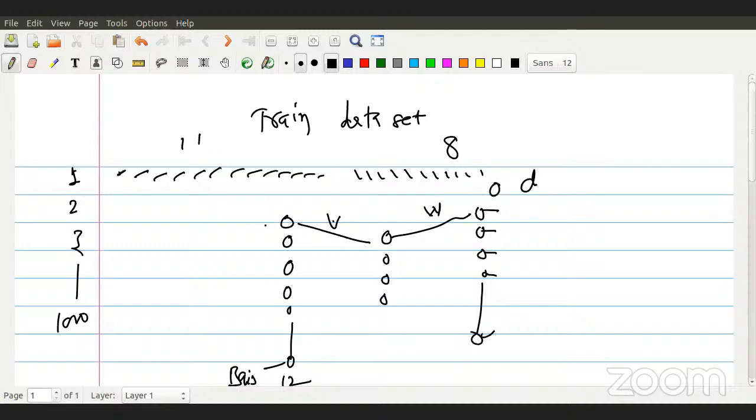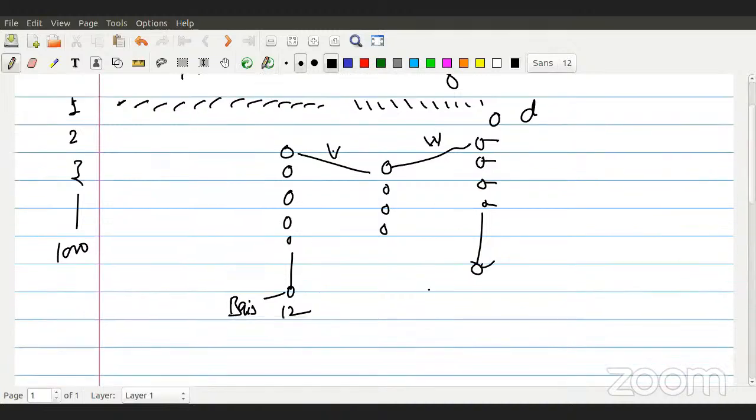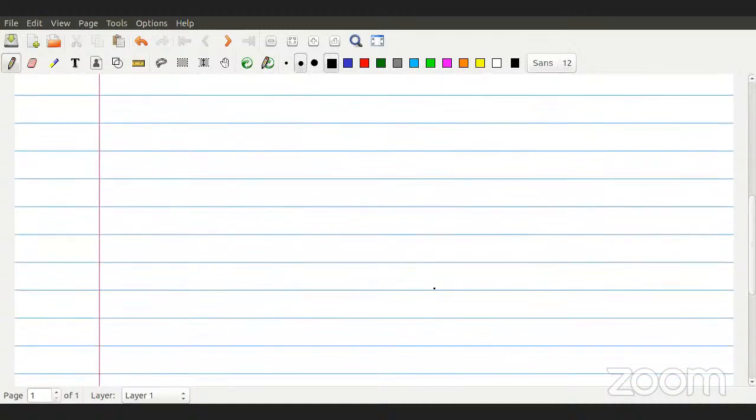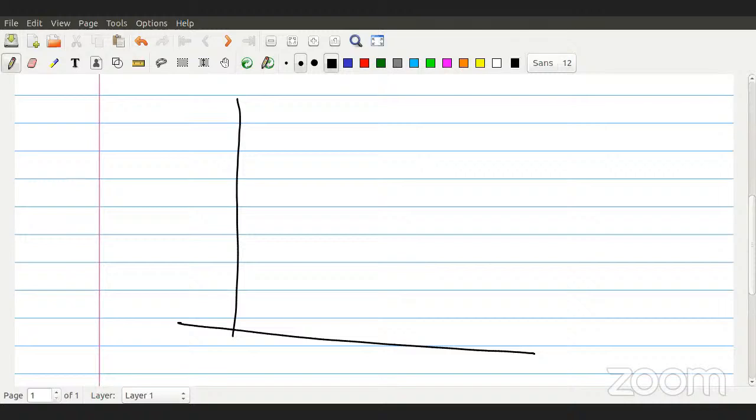Now let's talk about these training cycles. I will draw one graph. Just observe this graph.